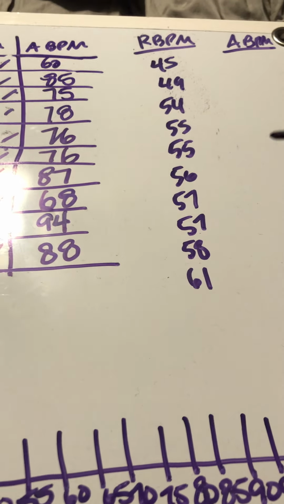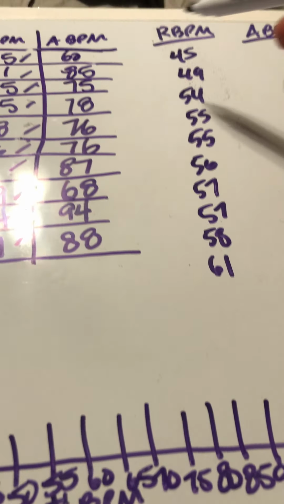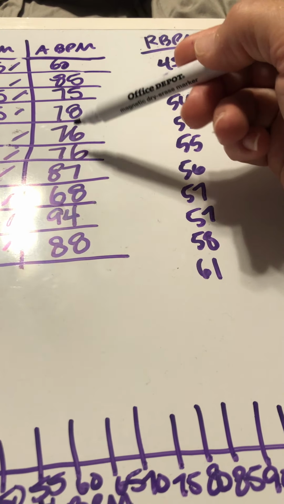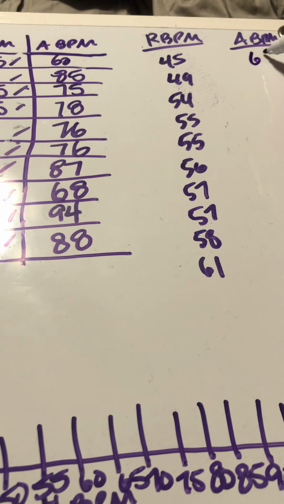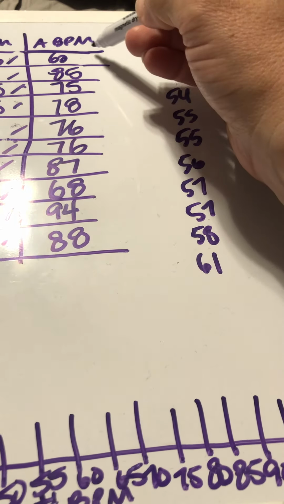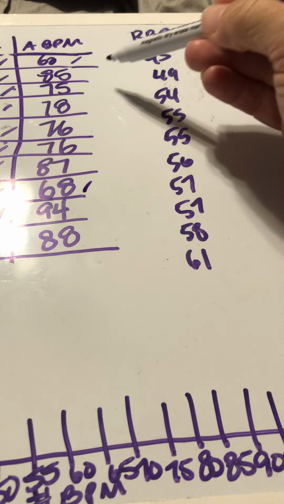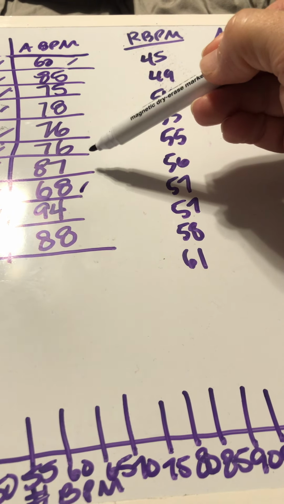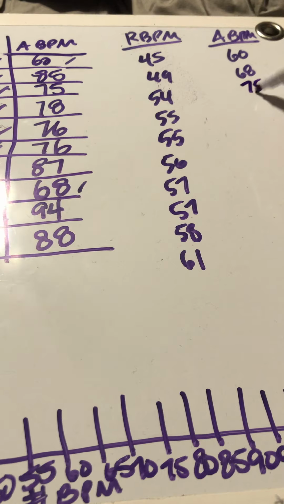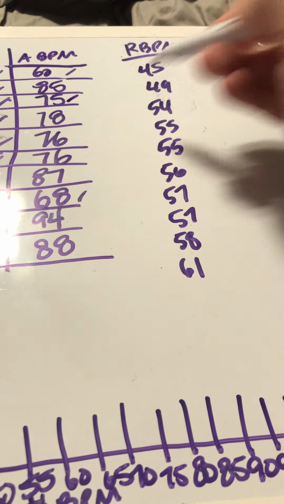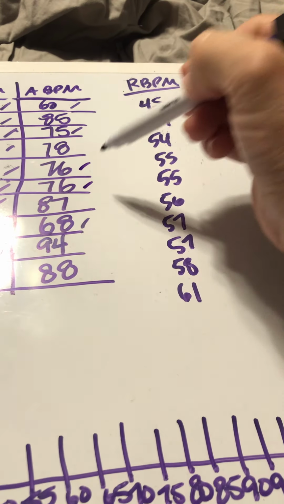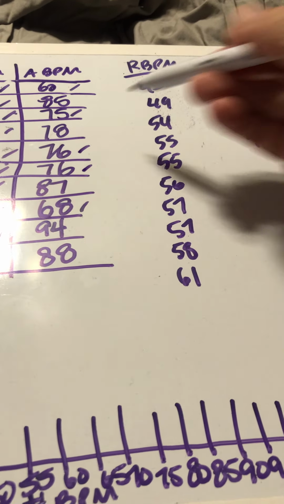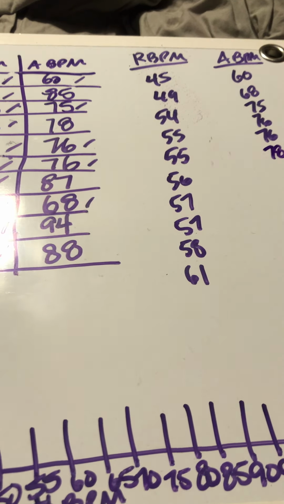Then I'm going to do the active beats per minute. So my lowest ones here, I see a 6 and a 6, so 60 and 68. So active would be 60 and 68. Then I have 75. Okay, 75 would be my other lowest one. And then I have two 76s. After my two 76s, I have a 78.